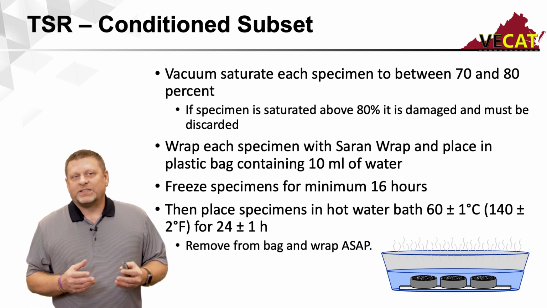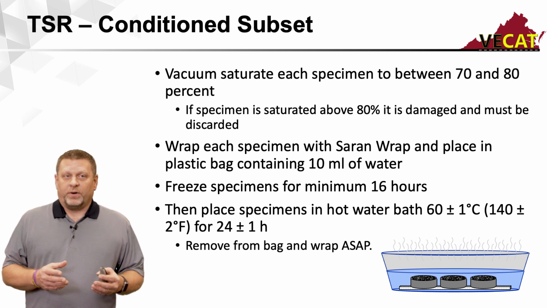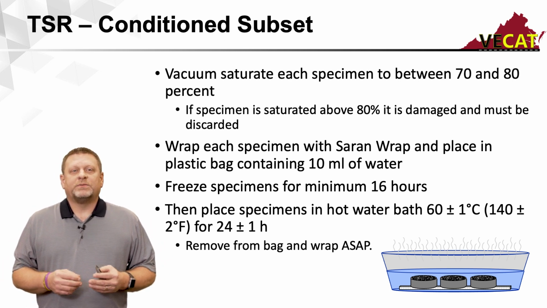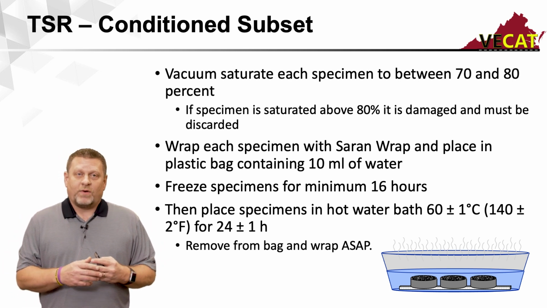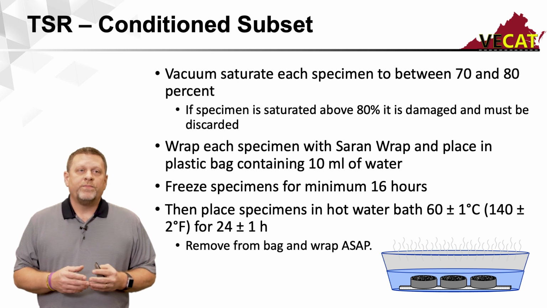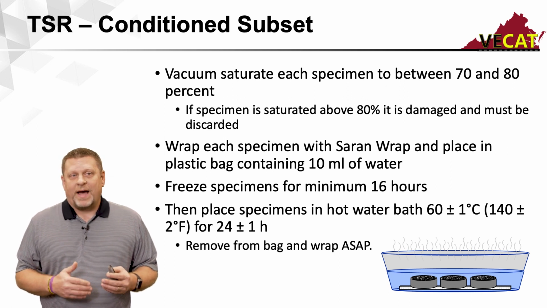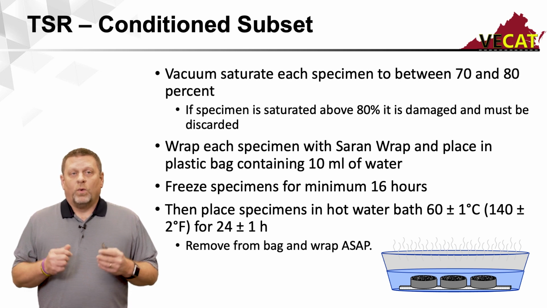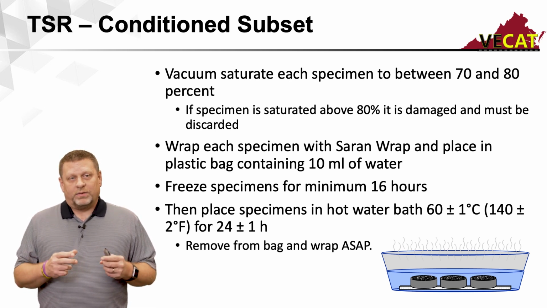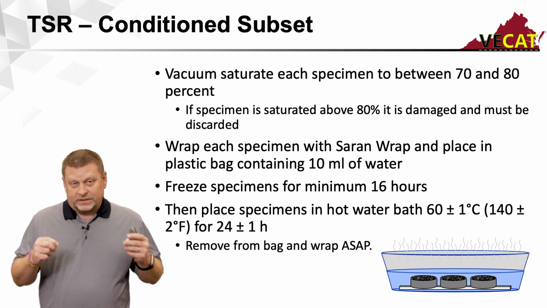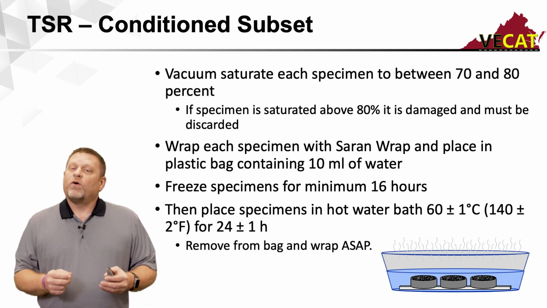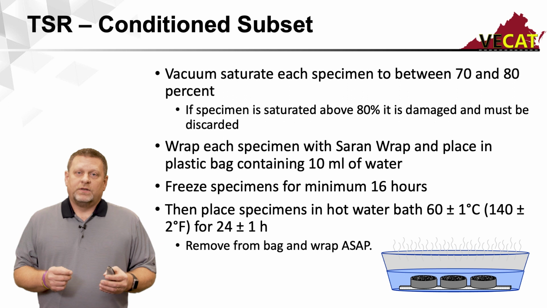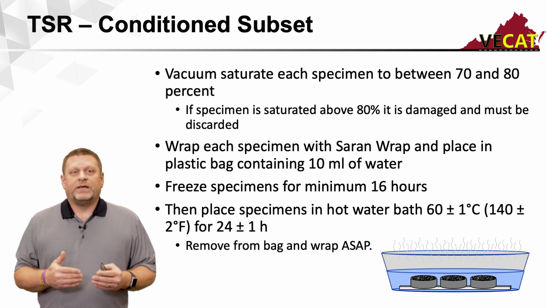Once our conditioned specimens are saturated properly, we want to wrap each specimen in saran wrap or some sort of plastic wrap that'll cling to the specimen really well, and place it in a plastic bag containing 10 milliliters of water. Once they're in these bags, we'll place the bag with the specimen in it, sealed up, in a freezer for a minimum of 16 hours. It can go longer than 16, but it has to be in there for a minimum of 16 hours.